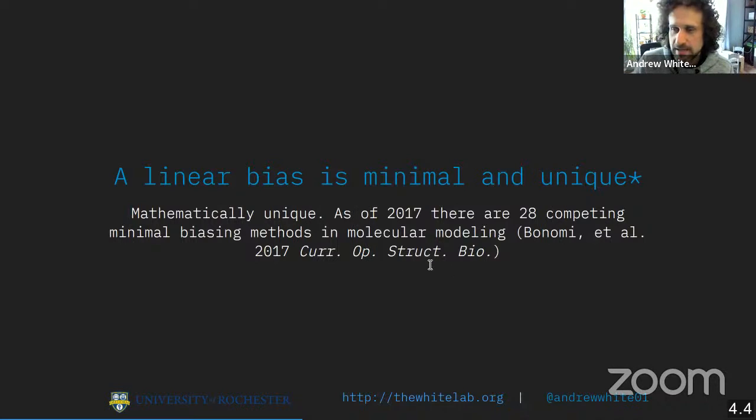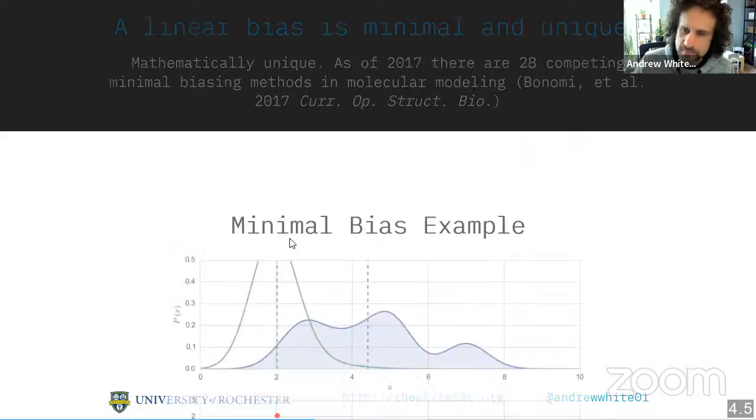However, there are many, many other ideas about how to minimally bias the system. So I have here this nice 2017 paper that looked at many other methods, and this is old now, 2017. So there are many ideas about how to minimally bias the system. And in Plumed, there are multiple modules for this. I believe there's a module called Maxent, which is in Plumed, which also does the same thing.